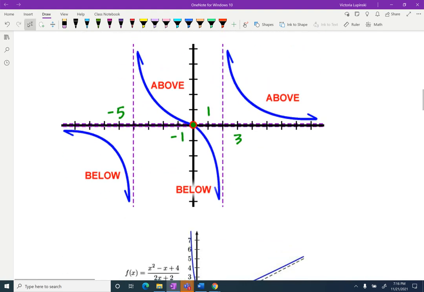Just another little piece here to remind you that, again, it is okay to cross horizontal asymptotes as long as they happen in the middle. And then again, to find this piece and this piece, you would either have to do the opposite behavior of what's happening here and here, or you would have to test some values.